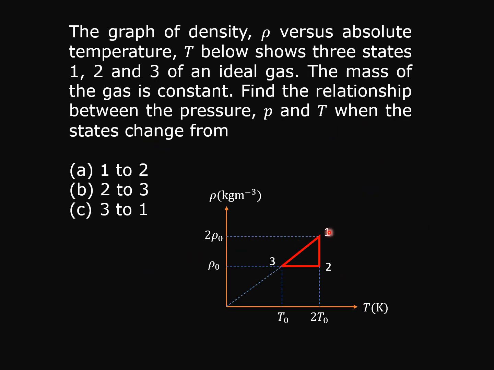Now as a summary, when the gas changes from state 1 to state 2, the pressure does not depend on the temperature T. From state 2 to state 3, the pressure P is directly proportional to the temperature T. While from state 3 to state 1, the pressure P is directly proportional to T squared, that means the temperature squared.